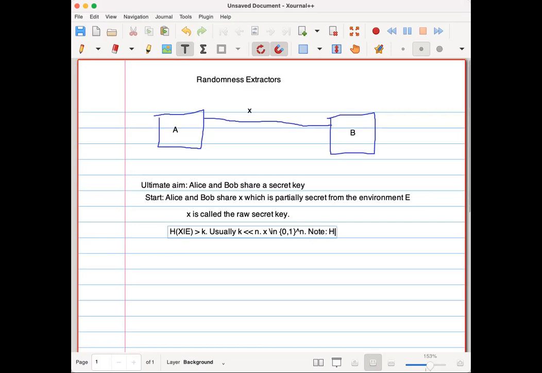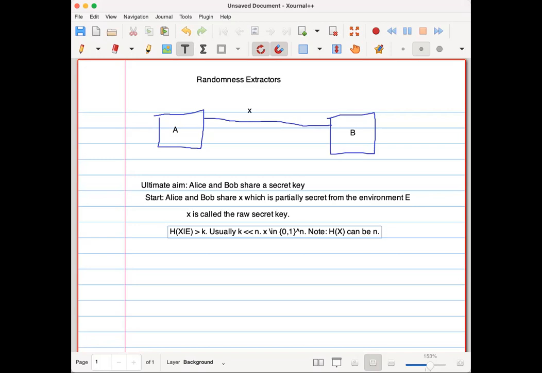Note, H of X can be N. So the entropy of X could be N, but maybe Eve knows X perfectly. That is very bad for us. X is a completely uniform string, but Eve knows X. This is a much stronger condition.